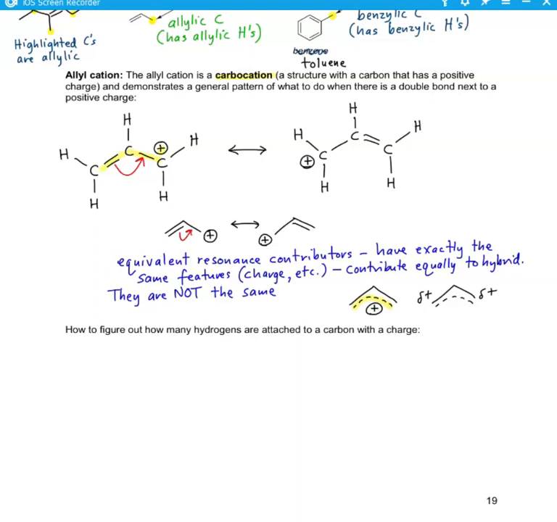Okay, how to figure out how many hydrogens are attached to a carbon with a charge. So typically what we're doing is we're calculating formal charge. And we're using the formal charge formula to do that. So formal charge equals valence number minus non-bonding electrons and number of bonds.